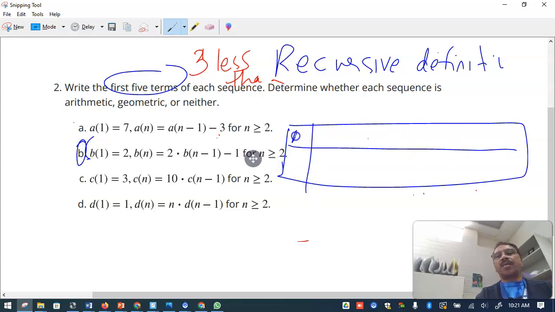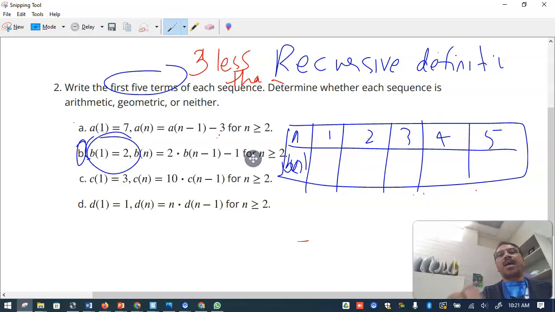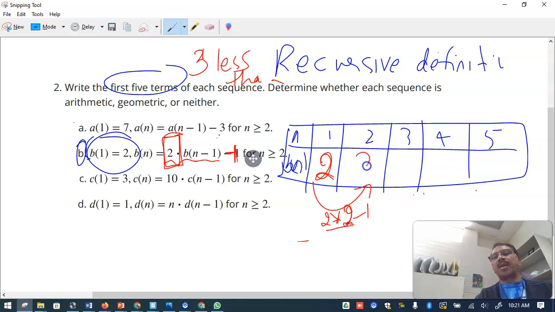The sequence is b. So if I start with n, it is b of n, and 1, 2, 3, 4, and 5, right? And the number starts with 2, so I have to place the 2 right below 1. That's the 2. Now, what does this basically mean? This means you multiply by 2. So the previous term is supposed to be multiplied by 2. So you need to multiply 2 by 2. And then also you have to decrease it by 1. So minus 1. So 2 times 2 is 4 minus 1, you get 3.